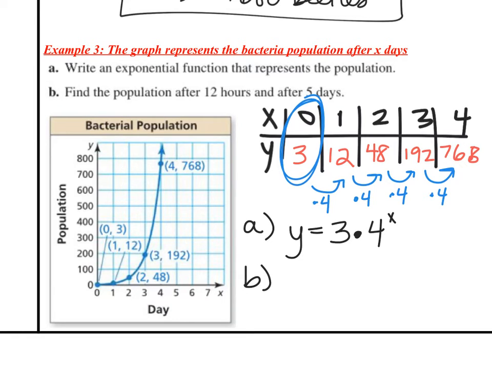X, if you look up here, X stands for days. So you can't put 12 hours for X. If it's been 12 hours, how much of a day has it been? Half. So you could put 1/2, or you could put 0.5. It's been half of a day.